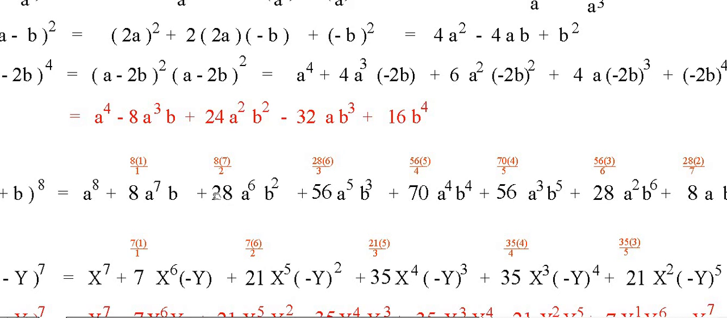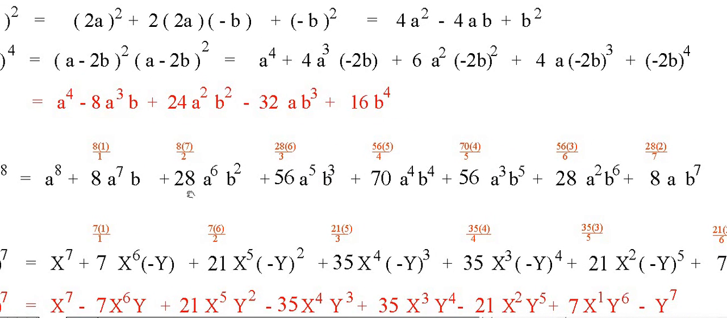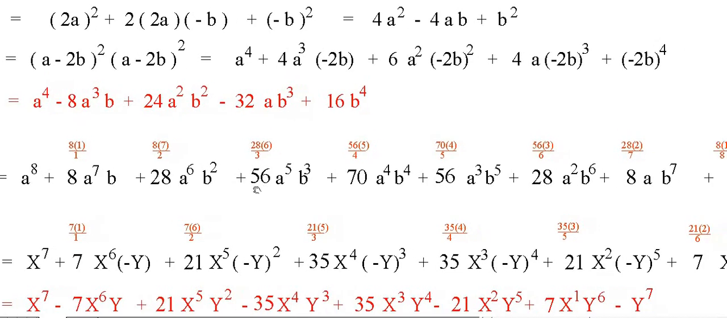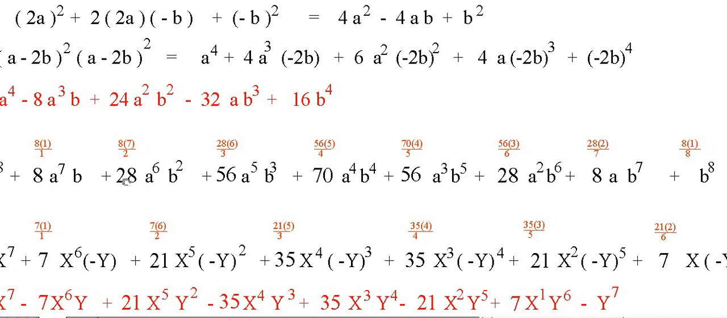For the third term, the numerical coefficient, we will solve this as 8 times 7 divided by 2. 8 times 7 divided by 2, or cancel the 8 and 2, 4. This is 28. Next numerical coefficient is 28 times 6 divided by 3, or cancel the 6 and 3, 2, 28 times 2, 56.